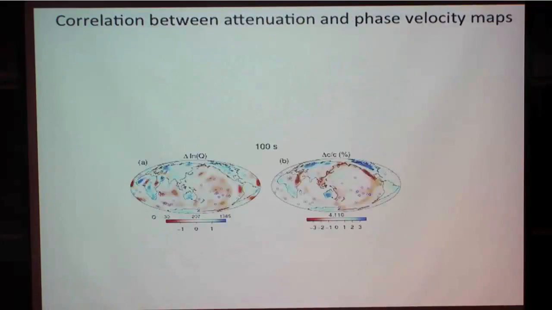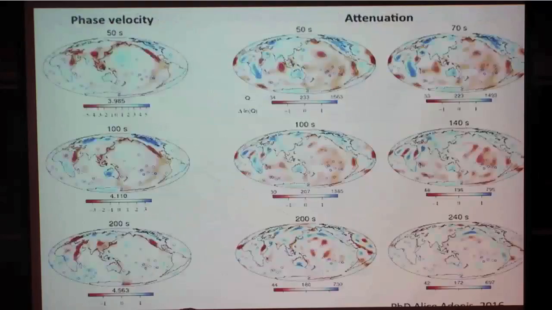Okay? So then what we have tried to do is to take our quality factor maps. Okay? And maybe I forgot to say something. It's the fact that if you look at these quality factor maps, the attenuation map, the dominant signal here is not the mid-oceanic ridges, but there is a fairly good correlation between the attenuating regions and the location of hotspots, especially in the Pacific.